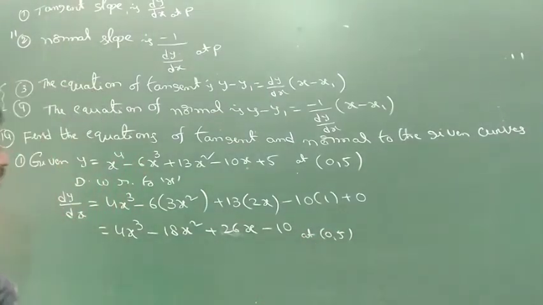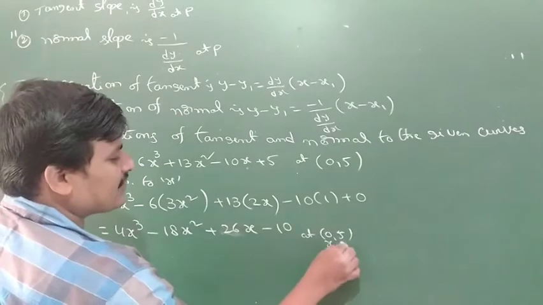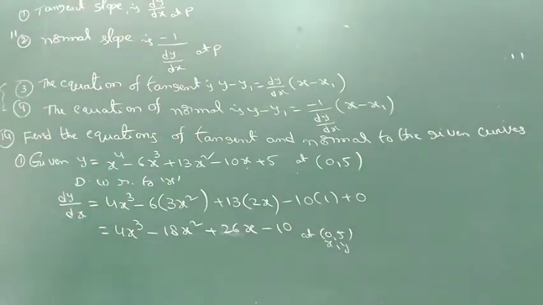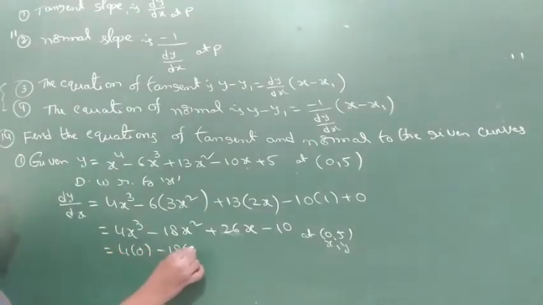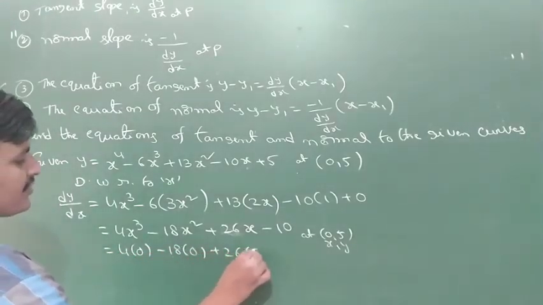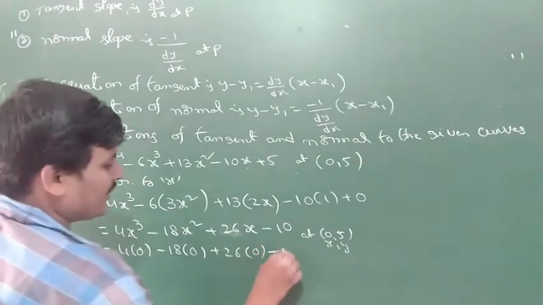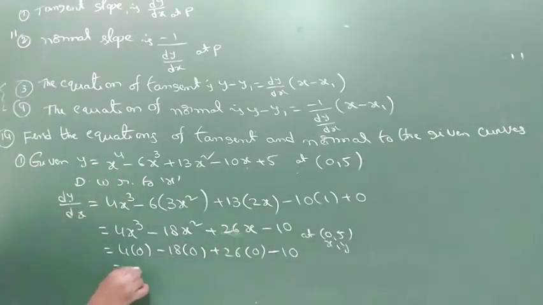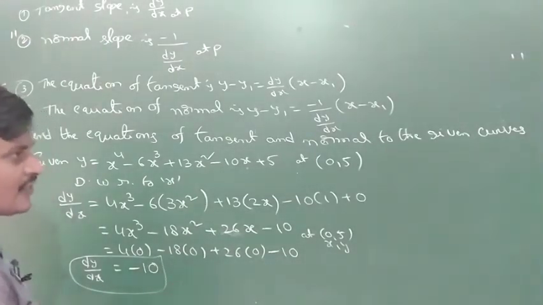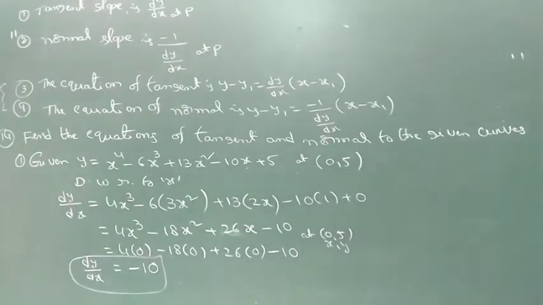At 0 comma 5, what is x? x is 0, y is 5. So 4 into 0 minus 18 into 0 plus 26 into 0 minus 10. So totally minus 10. dy by dx is equal to minus 10. Next, the equation of tangent. This is the slope.